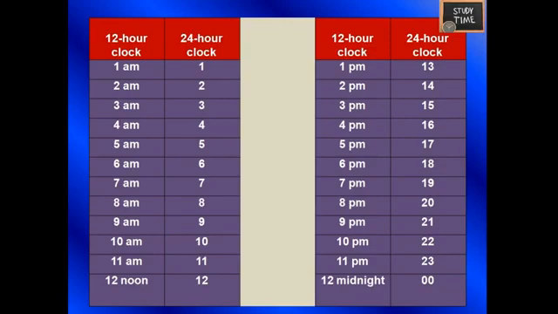4 p.m. would be 16. 5 p.m. would be 17. 6 p.m. would be 18. 7 p.m. would be 19. 8 p.m. would be 20. 9 p.m. would be 21. 10 p.m. would be 22. 11 p.m. would be 23, and 12 midnight in 24-hour clock is 00.